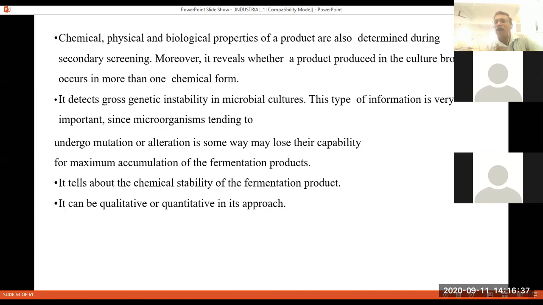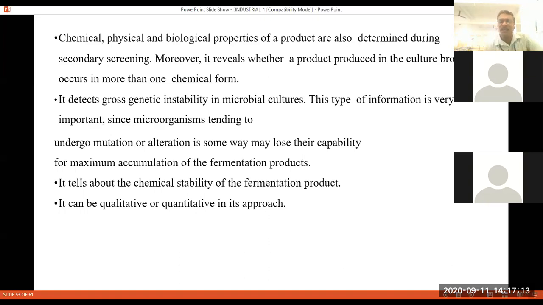If I eat the food after that day, what happens? What will be the action of that food on my body? If I take any antibiotic after its expiry date of July 2020 and I take that antibiotic today, what happens? Will it recover the patient or not? That indicates the chemical stability. So this information comes only from the secondary screening. That information is never present in your primary screening.